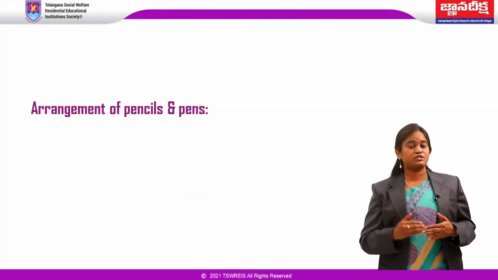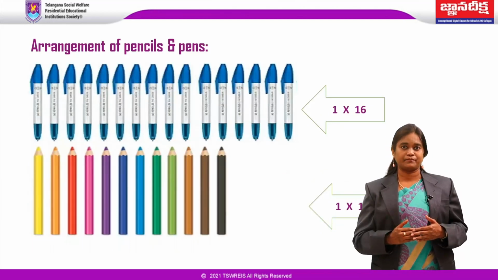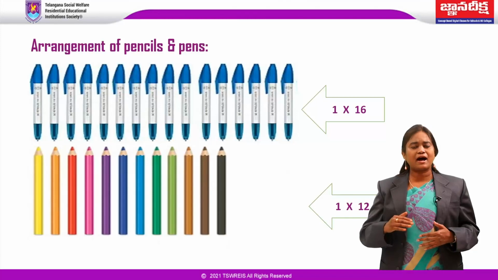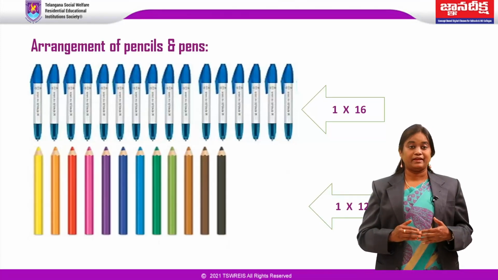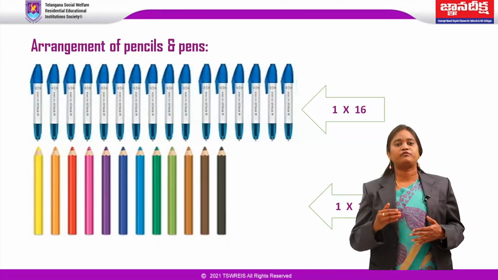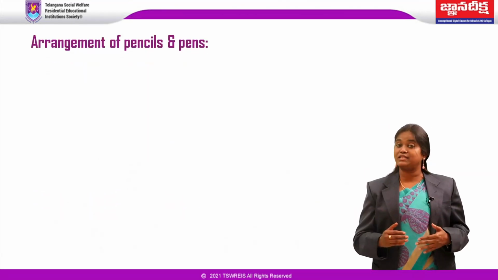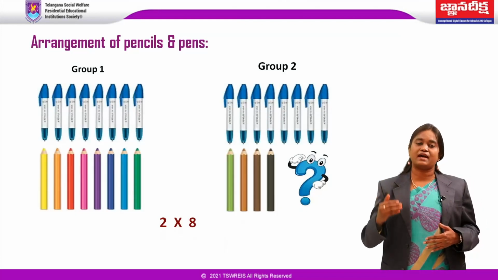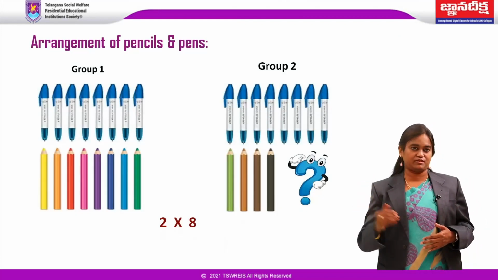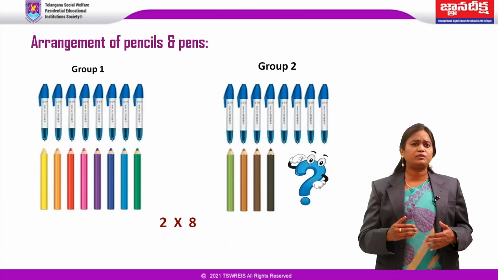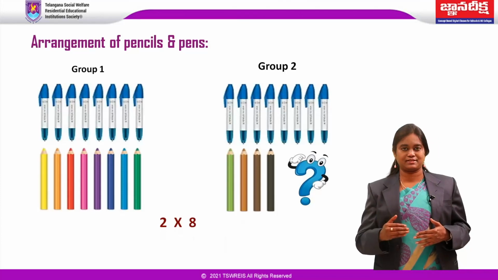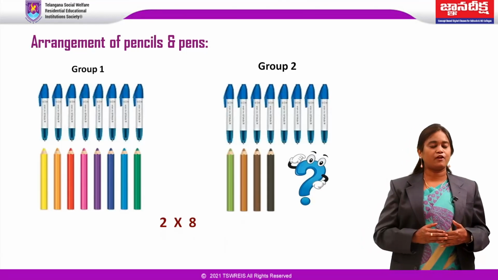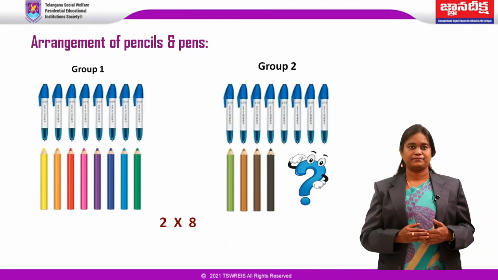Is this arrangement suitable for 12 pencils? No, because the row with pencils is partially filled. Next, the arrangement of 2 into 8 is well suited for 16 pens, as two groups have 8 pens each. But it will not work out for 12 pencils as the second group is partially filled with 4 pencils.